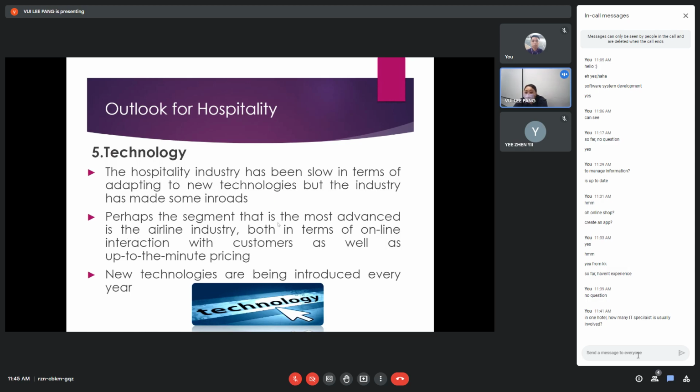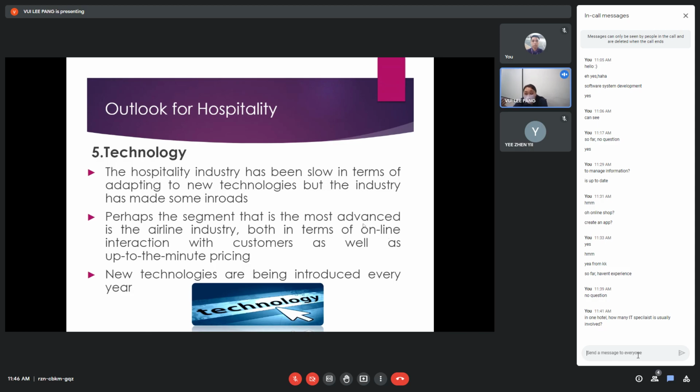Perhaps the segment that is more advanced is the airline industry, both in terms of online interaction with customers as well as up to the minute pricing. Compared to previously, if you wanted to purchase a ticket, you had to go to the Malaysia Airlines company to purchase. But now very easily you can book your ticket through your mobile phone, your laptop, your computer. New technology is being introduced every year. So this is why IT is very important nowadays.